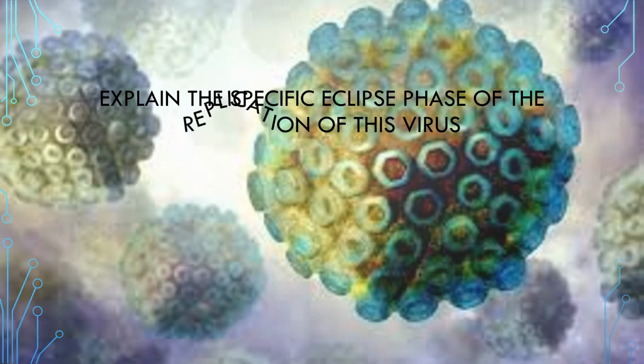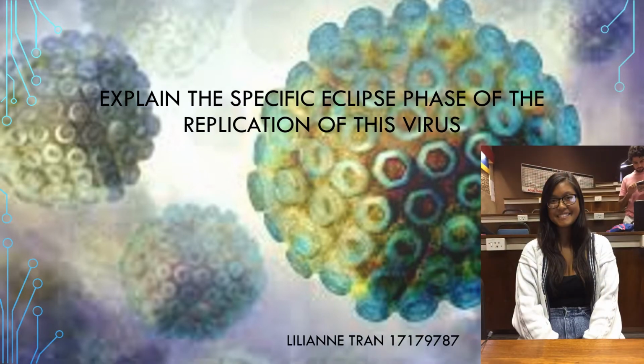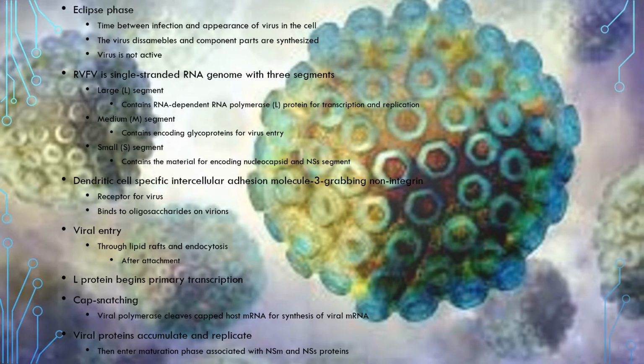Explain the specific eclipse phase of the replication of this virus. The eclipse phase is the appearance of the virus within the cell. It is a period of time where the intracellular and extracellular virus cannot be detected.